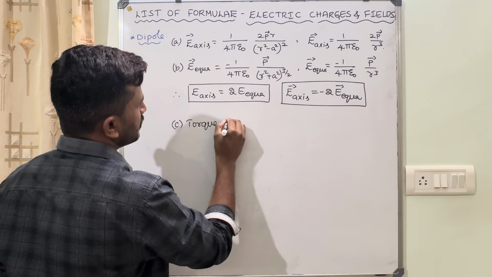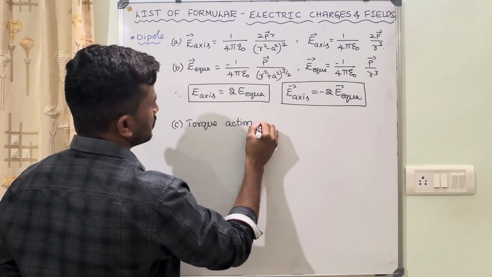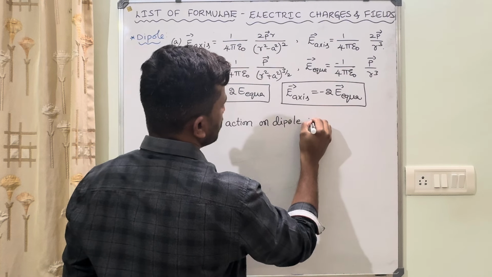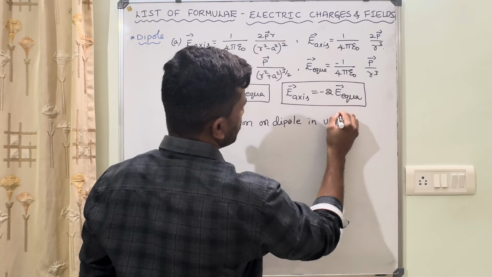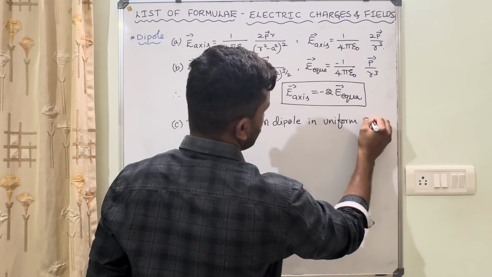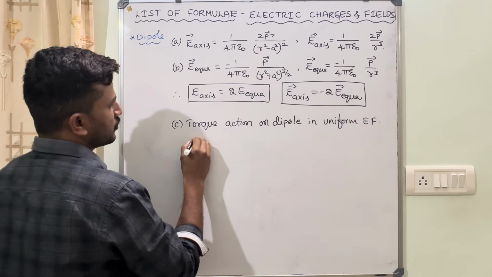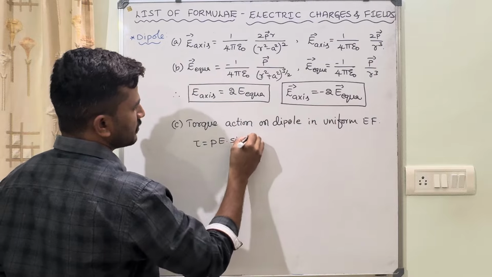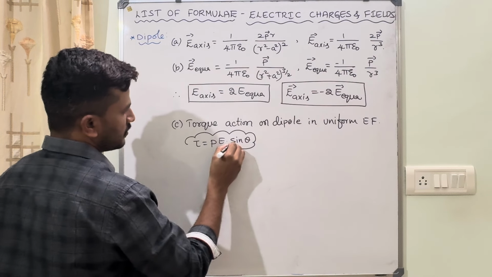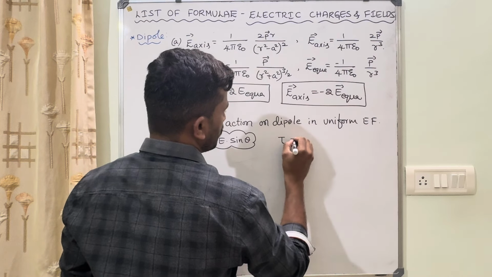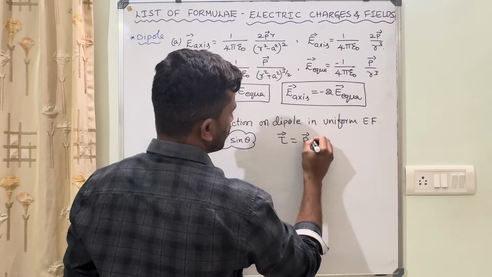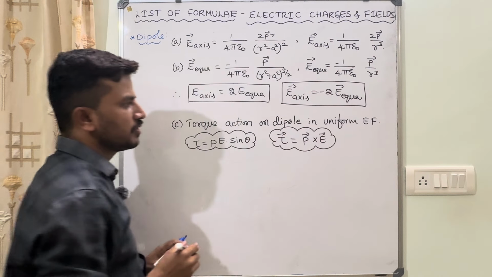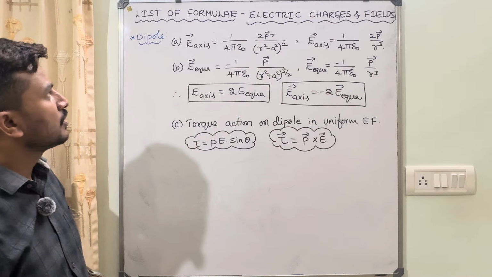Torque acting on dipole in uniform electric field. What is the formula? That is tau is equal to p E sin theta, or tau is equal to p cross E. Tau is equal to p cross E. So this is about dipole.